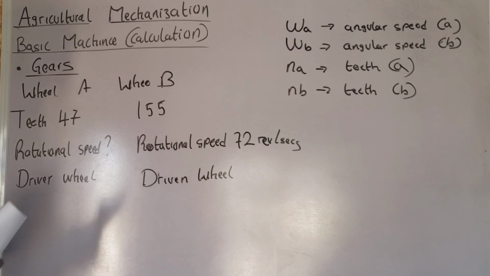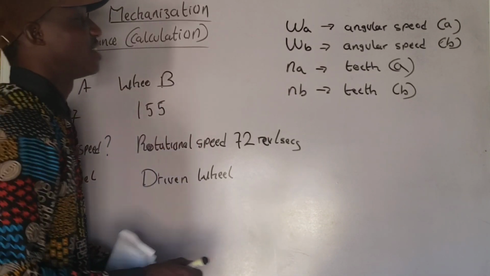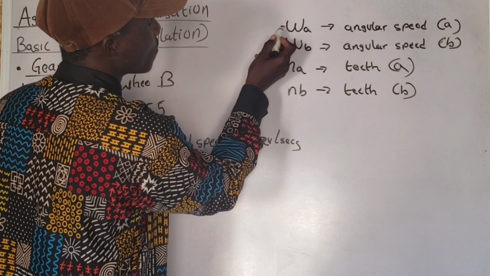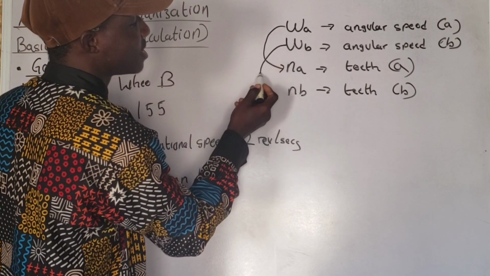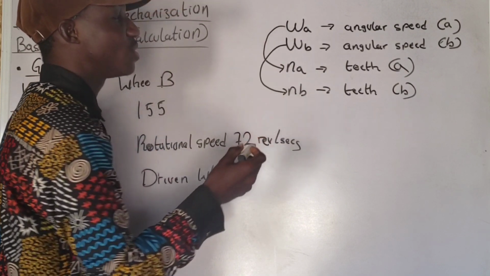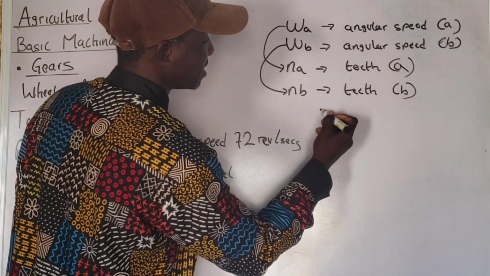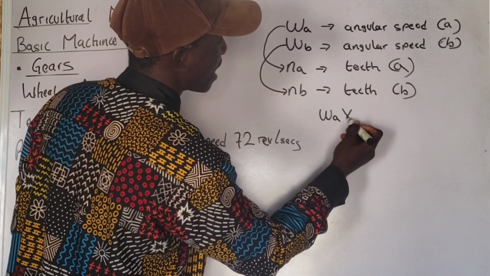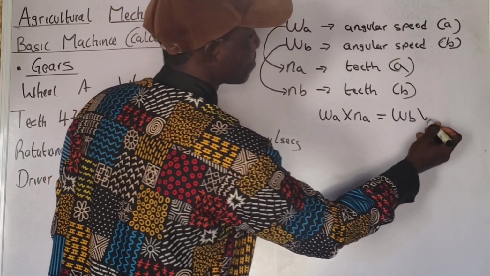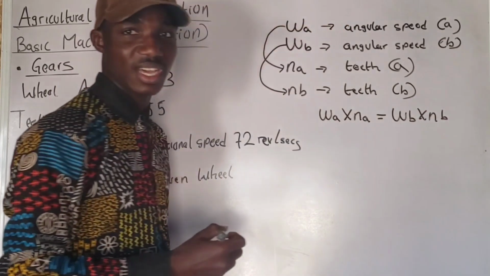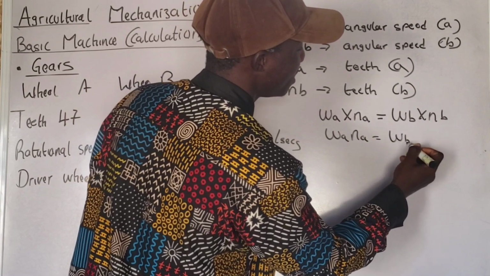The reason why I write this out is because I want to give you a formula. When we take the product of the angular speed of wheel A and the number of teeth of wheel A, it is the same thing as the product of the angular speed of wheel B and the number of teeth of wheel B. So WA NA equals WB NB.